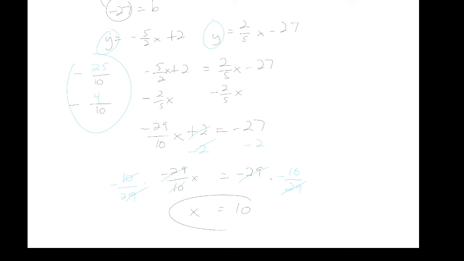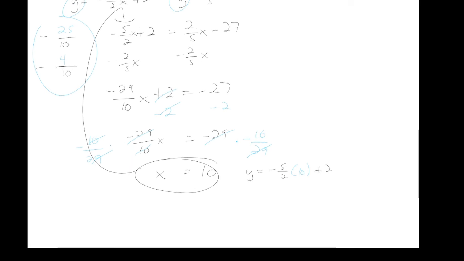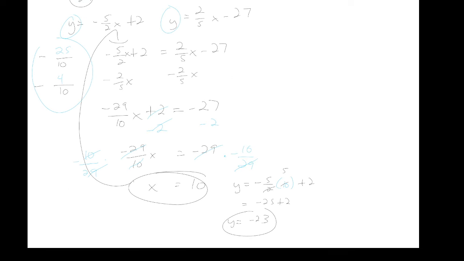Take this bad boy, plug it back into either one, right? Let's go plug it into this one, because I want to add by 2 later on. So we're going to have a y is equal to negative 5 over 2 times 10 plus 2. Okay, factors, that's a 5. So that's equal to negative 25 plus 2, or y is equal to negative 23. So this is my coordinate, okay? My coordinate is 10, comma, negative 23.